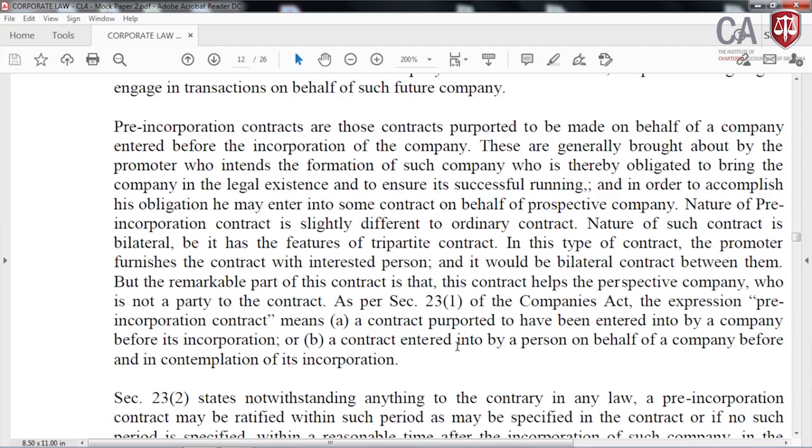As per section 223(1) of the Companies Act, the expression pre-incorporation contract means a contract purported to have been entered into by a company before its incorporation, or a contract entered into by a person on behalf of a company before and in contemplation of its incorporation, either category, as recognized by the Companies Act.